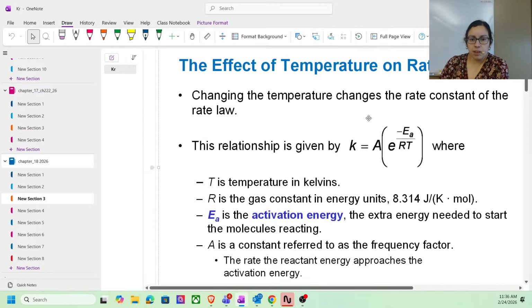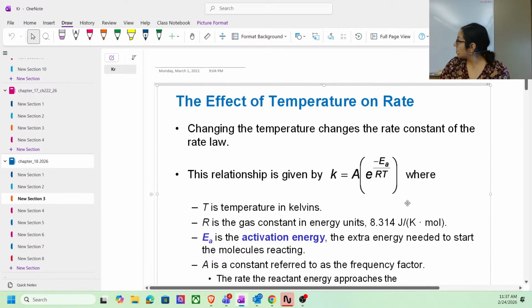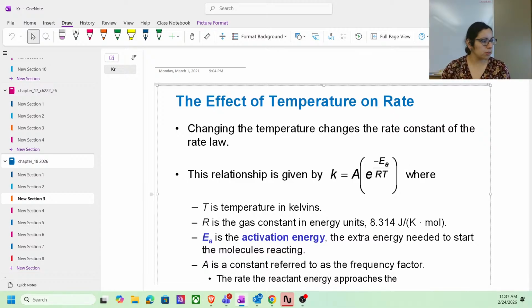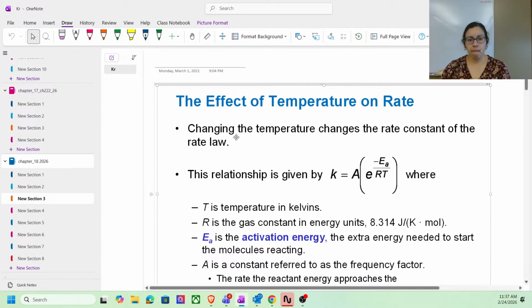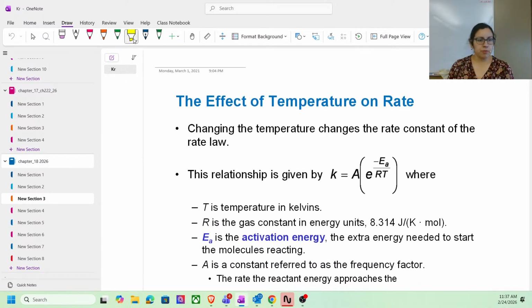All right, so let's look at other relationships. I think this will come up in lab too, or there's all sorts of different forms of this equation. And now we're actually quantifying this effect on temperature.